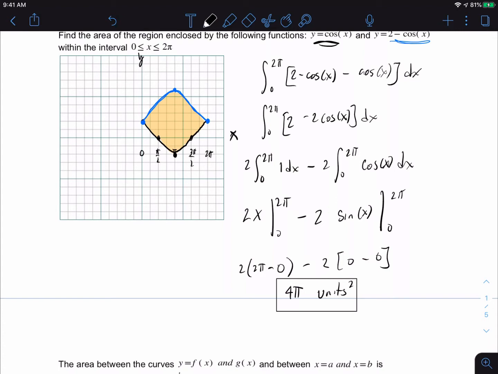Does that make sense? The derivative of cosine is negative sine, right? The derivative of cosine is negative sine, but the integral of cosine is sine.